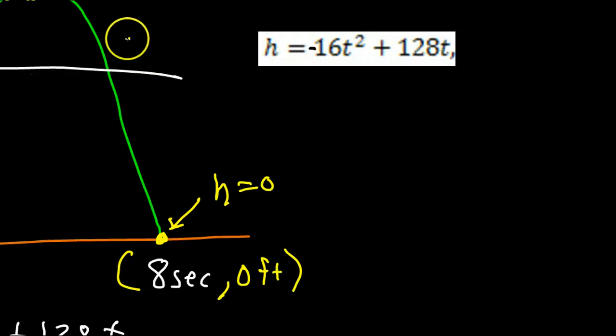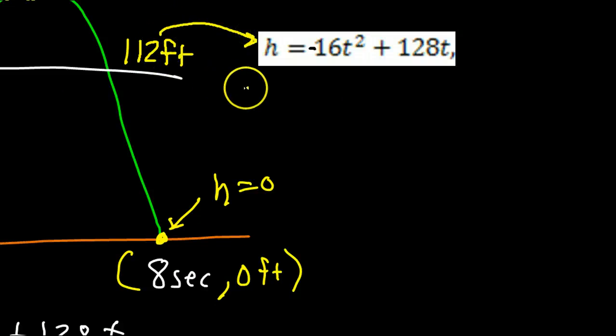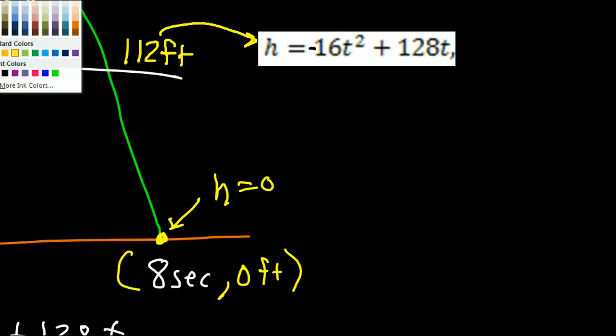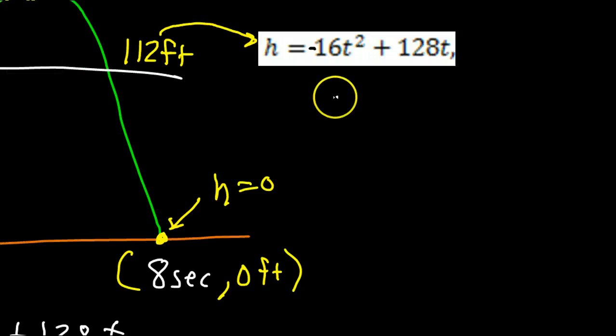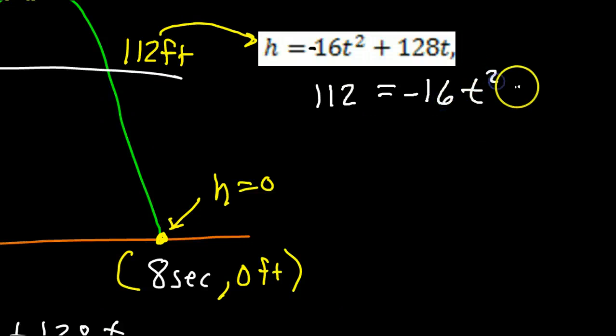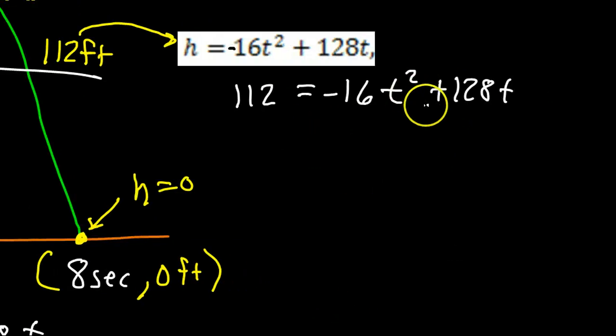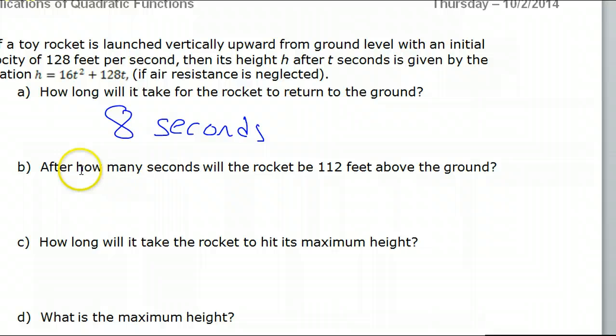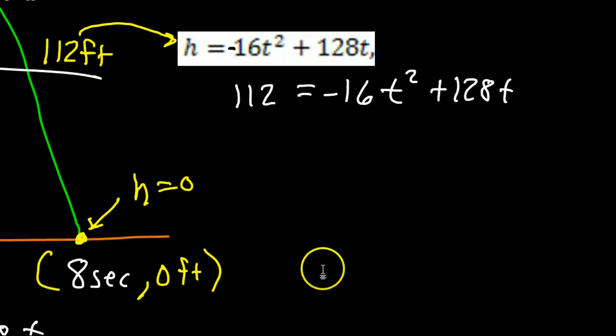So they're just giving us that the height is 112 feet. So just plug in, substitute 112 for that height. So this is going to become 112 equals negative 16 t squared plus 128 t. So we just need to solve this for the time because they're asking after how many seconds.